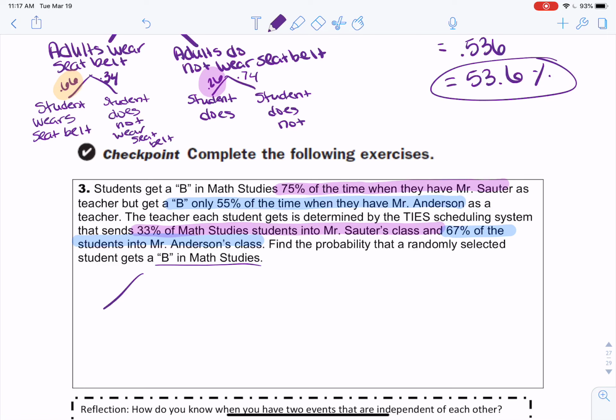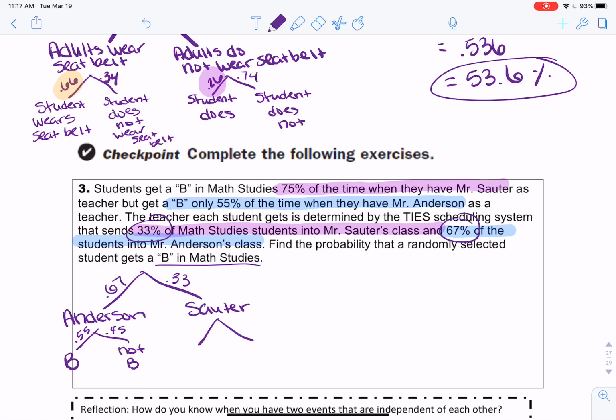So let's make our tree here. So the students are either going to be in Anderson's class or in Sauter's class. So for Anderson, he gets 67% of the students, where Mr. Sauter is getting 33%, and it tells us that. So it says Mr. Anderson's students get a B 55% of the time. So that would mean 45% of the time they're not getting a B. For Mr. Sauter, they get a B 75% of the time. So that means 25% of the time they're not getting a B.